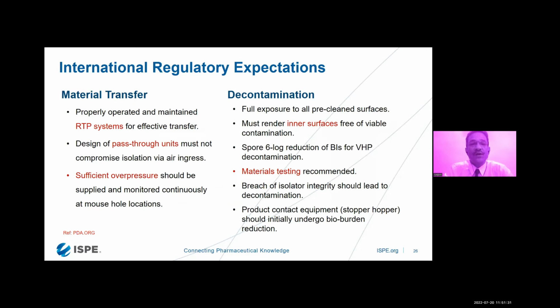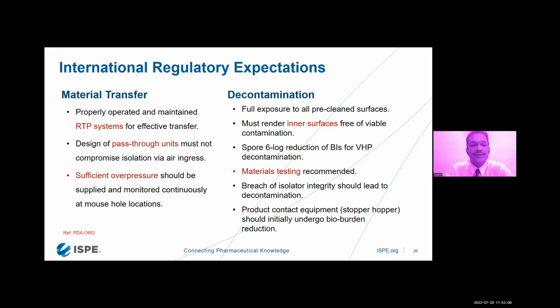So when we are talking about the international regulatory expectation for the material transfers, it talks about properly operated and maintained rapid transfer ports for the effective transfer of the material. Pass-through units must not compromise the isolation via ingress. So basically here we are talking about the pass boxes which are there for the stability test isolator, through which the material is transferred inside the chamber of the stability test isolators. And by designing these pass boxes, we should not compromise on the isolation.